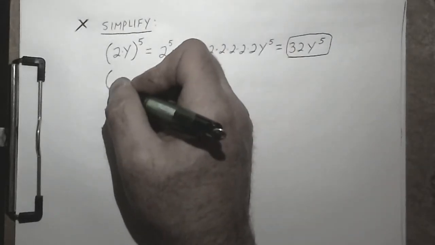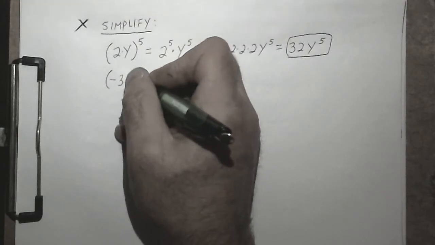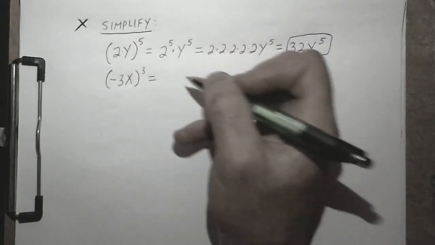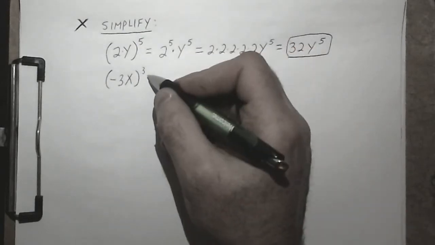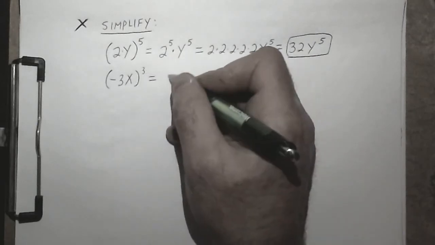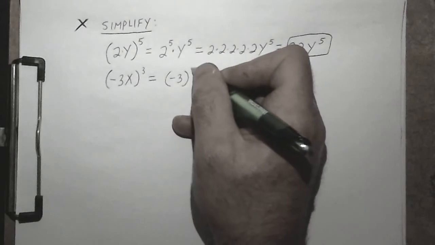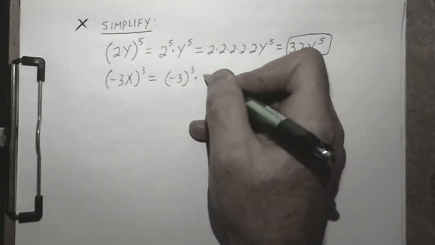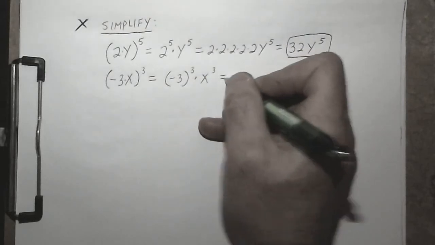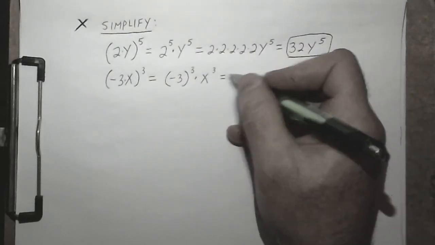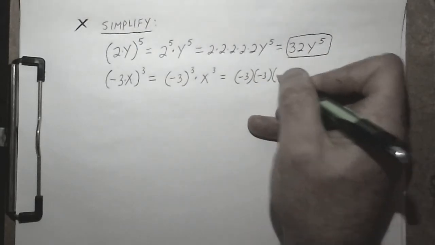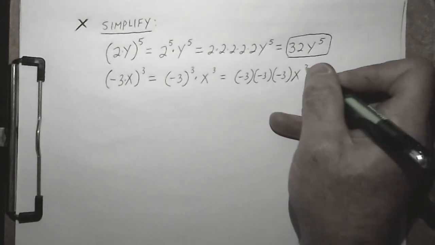All right, the next one. We will simplify negative 3x to the third power. What this is saying is everything inside the parentheses must be raised to the third power. Well, that includes the factor of negative 3 and also the factor of x. So negative 3 must be raised to the third power times, because it's multiplication here, x must be raised to the third power. Now, negative 3 to the third power here is saying negative 3 times itself 3 times. And of course you have x cubed.